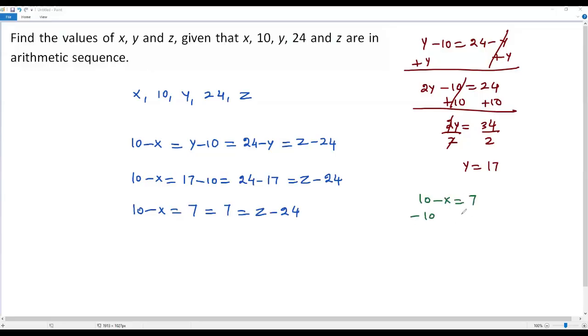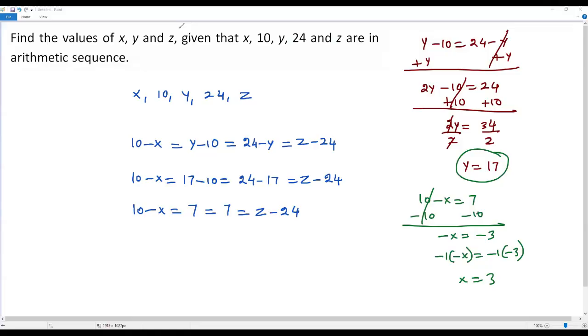Let me subtract 7 from both sides. When I do so, this 10 minus 10 will cancel out. I'm getting negative x equals, when I combine positive 7 and negative 10, negative 3. Now let me multiply both sides by negative 1. Then I'm getting negative 1 times negative x, negative 1 times negative 3. Negative times negative will become positive. 1 times x is x, and here negative times negative will become positive. 1 times 3 is 3. I got the value of x, and already I got the value of y.